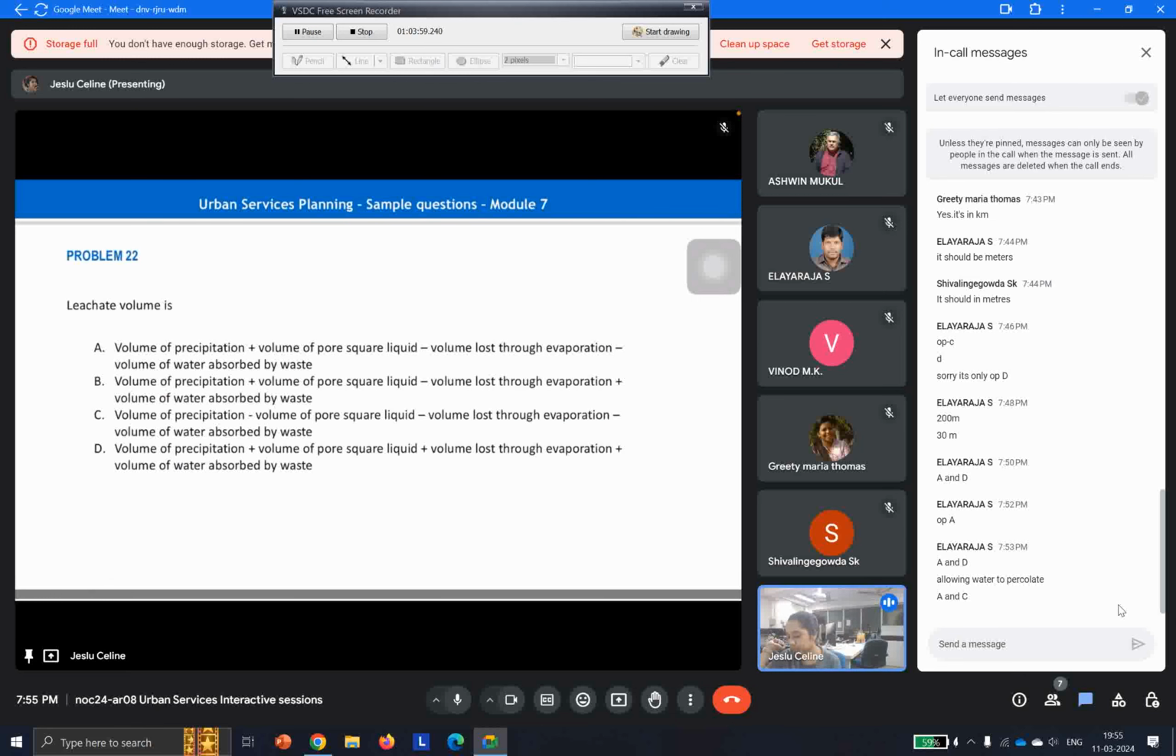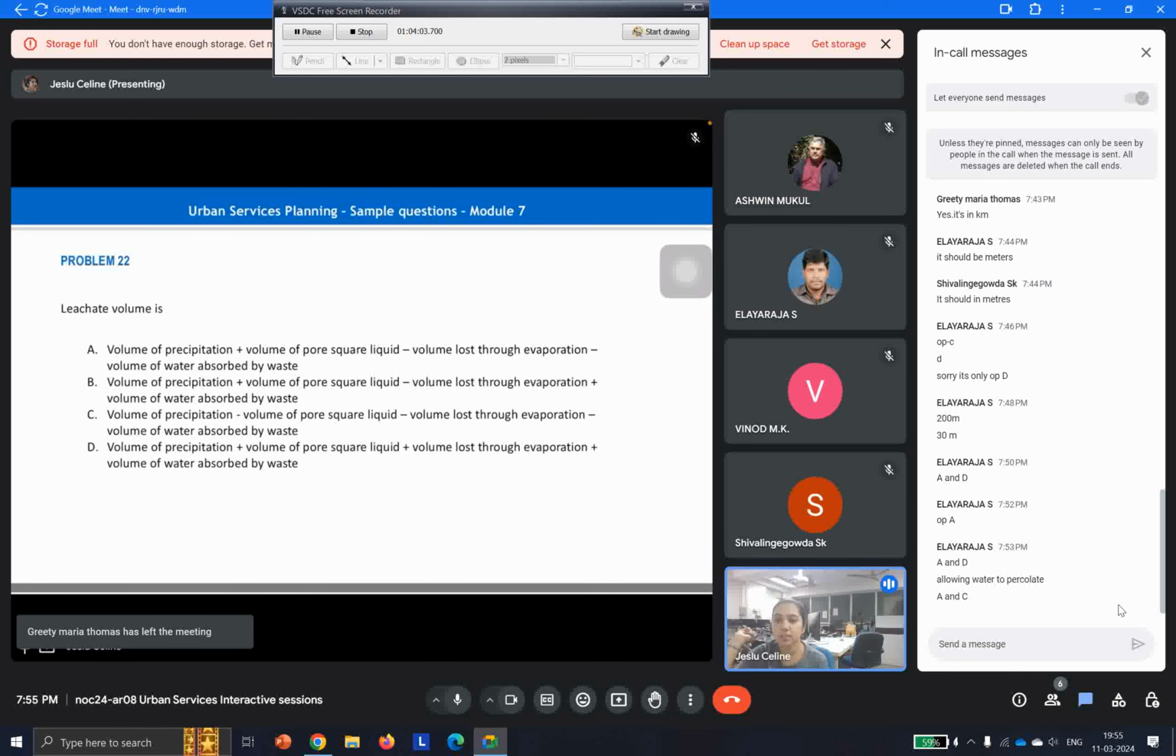Leachate volume is calculated by which of the following methods? A, volume of precipitation plus volume of pore squeeze liquid minus volume lost through evaporation minus volume of water absorbed. Option B, we are adding the volume of water absorbed instead of subtracting it. And in option C, we are subtracting the volume of pore squeeze liquid, and everything else we are subtracting from the volume of total precipitation. And option D, we are adding everything. Which is the correct answer?